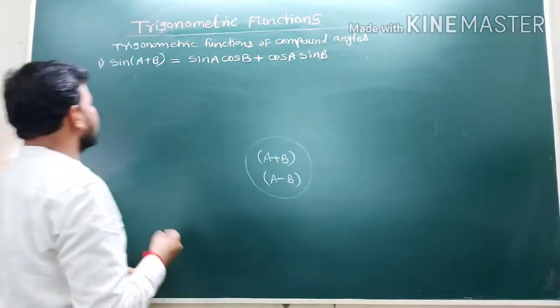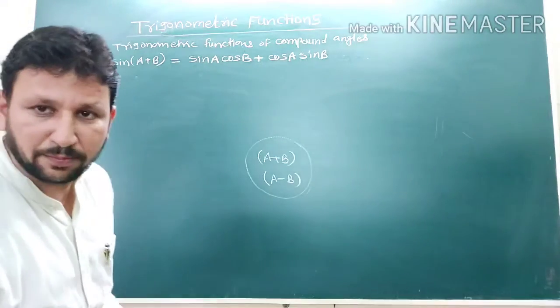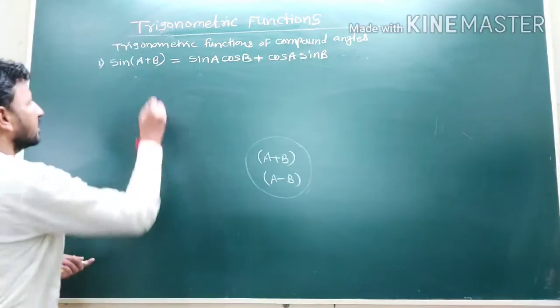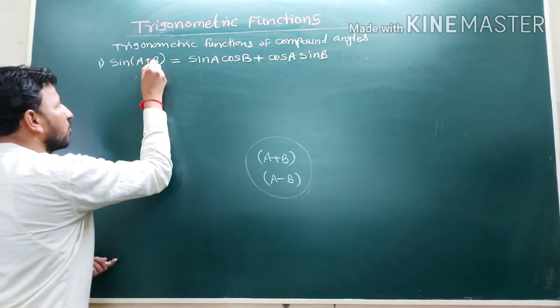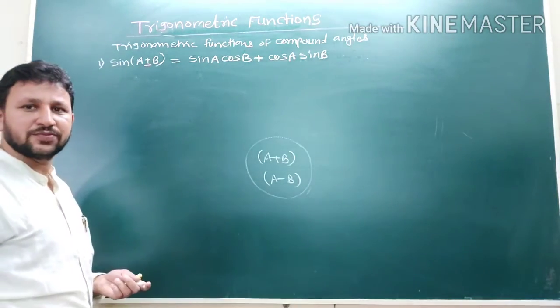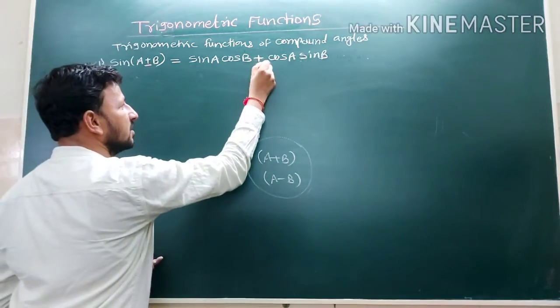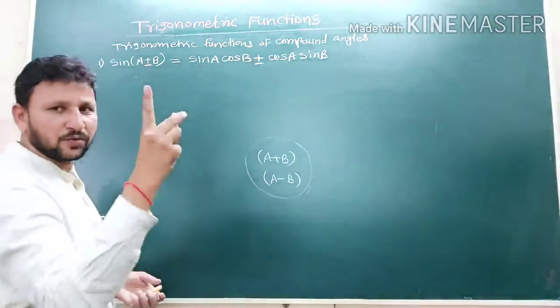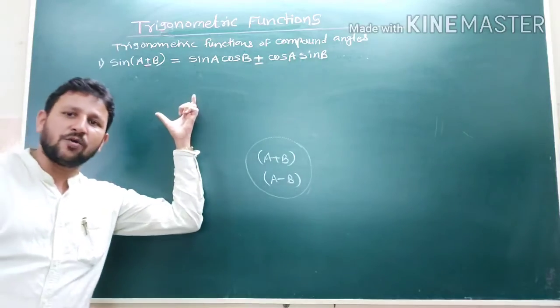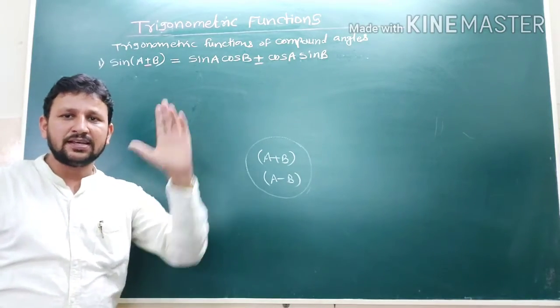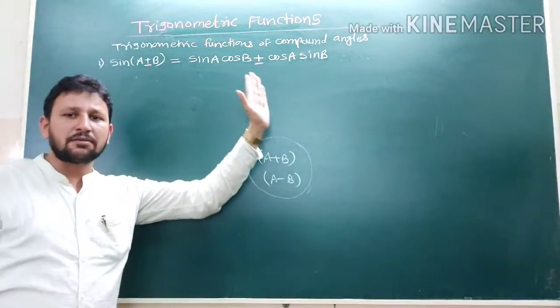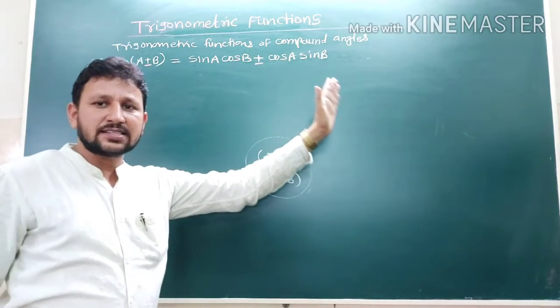Next, the formula for the minus sign. Instead of plus, if the given angle is A minus B, the formula remains the same; only the change on the right-hand side is that plus changes to minus. So the second formula for sin of A minus B is obtained as sin A cos B minus cos A sin B.